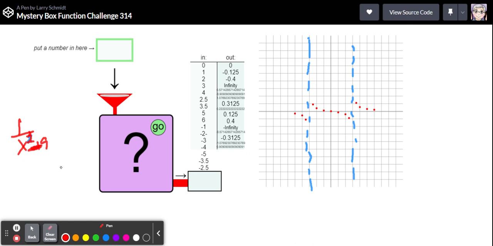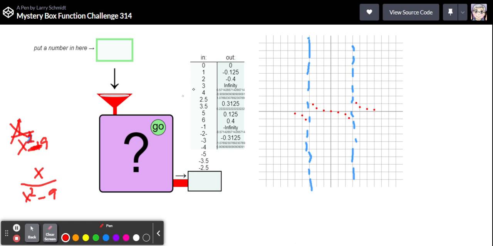I don't think this is just 1 over x squared minus 9, because we have to get 0 at 0. And the way to do that is to make the top 0. And if x is 0, we could just put x on the top. So let me rewrite this. That's gotten a little messy. So x over x squared minus 9. Now, that's what I'm thinking it is. That accounts for the 0 and the vertical asymptotes.